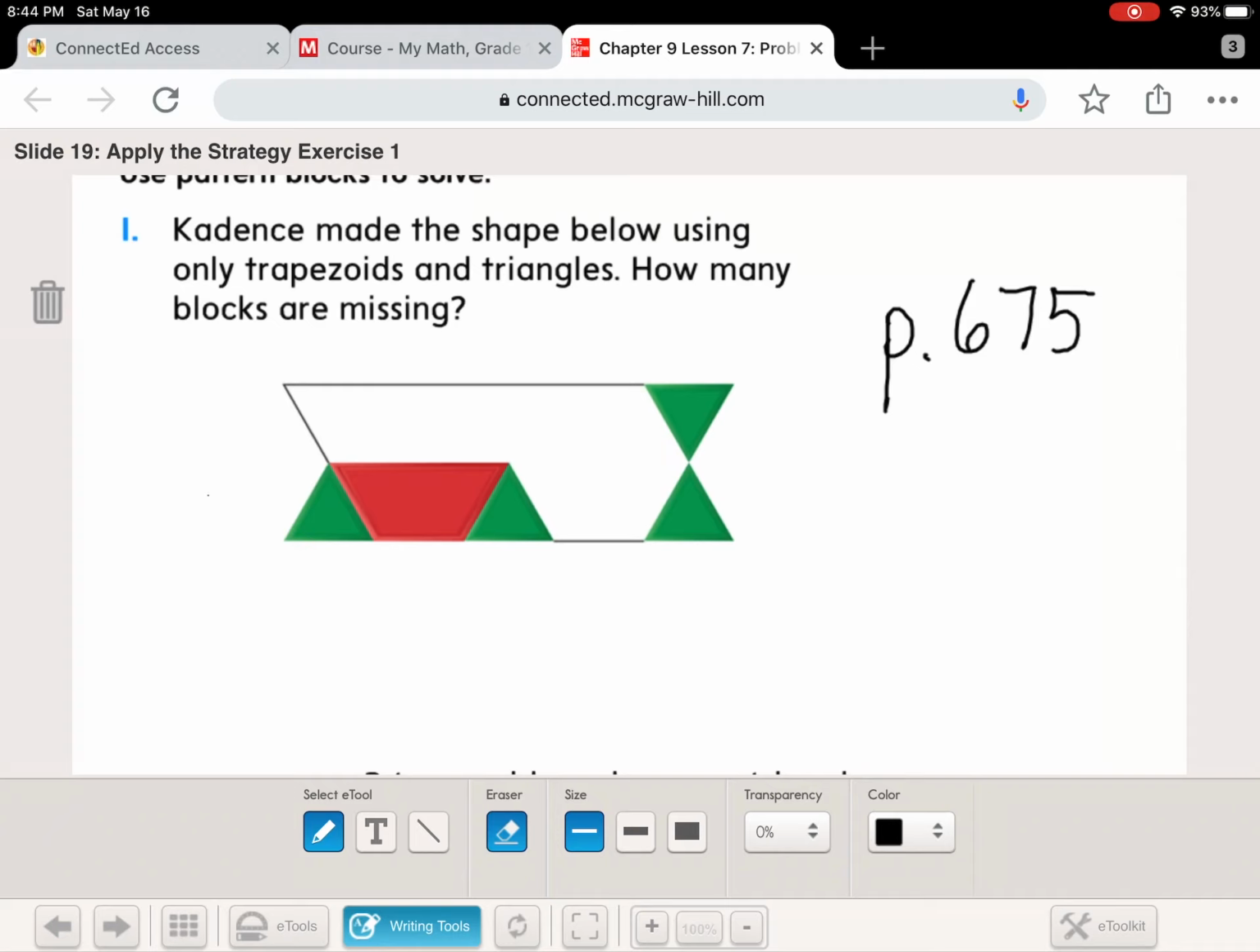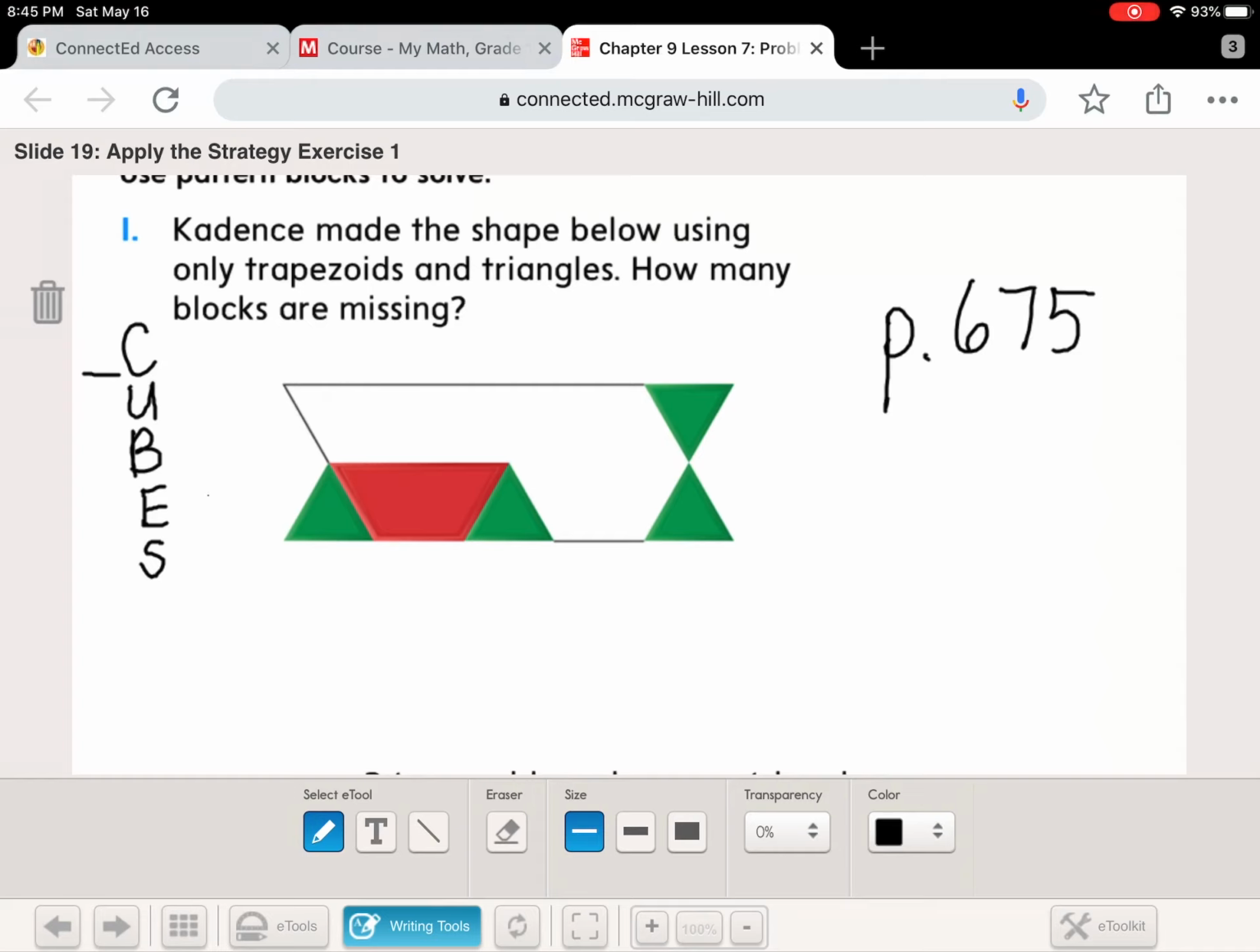Boys and girls, we are on page 675 and we're going to work on a word problem today. Because it's a word problem, let's write cubes on the side of our workbook because we're going to be using the cube strategy to help us today.